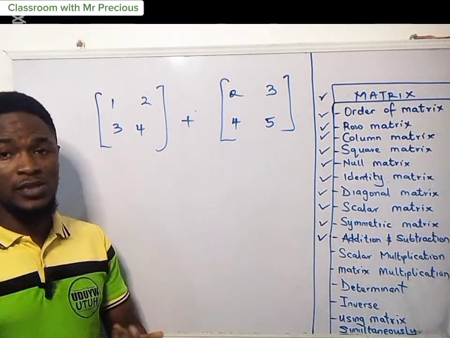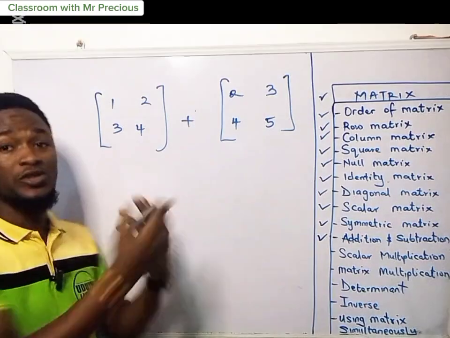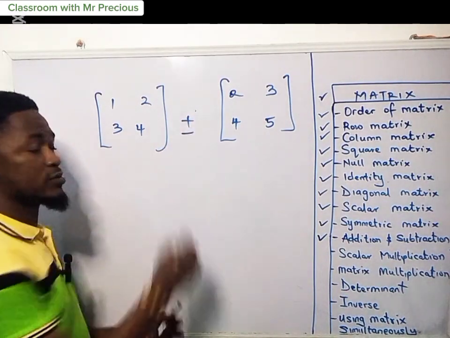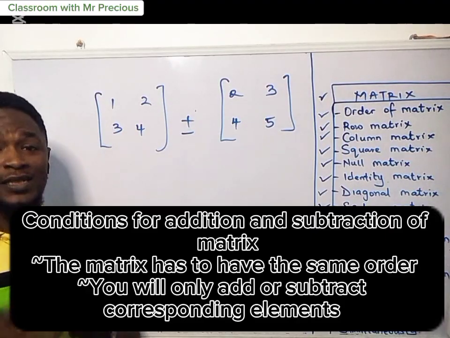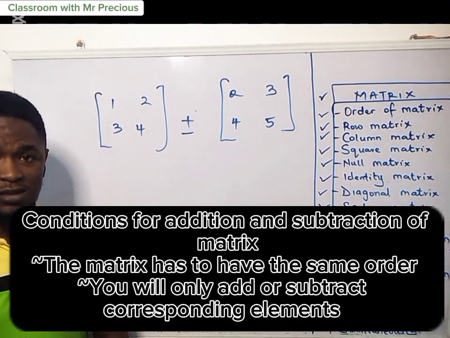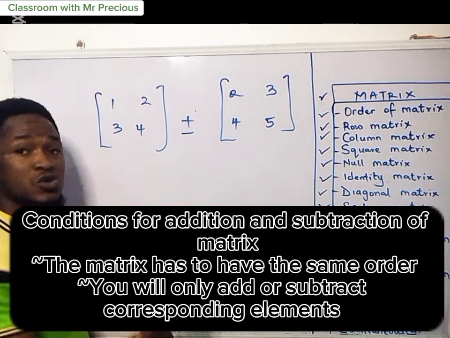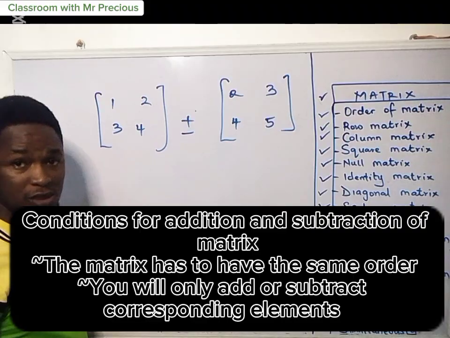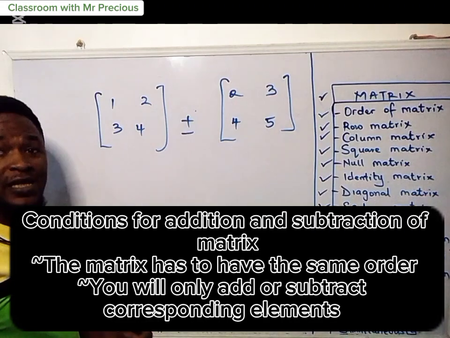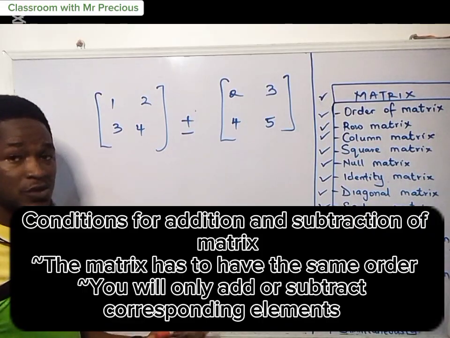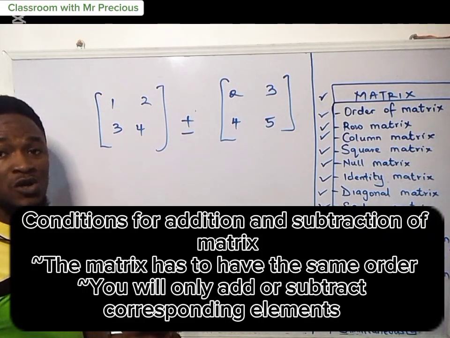You have to know two things about matrices before you can add or subtract two matrices. Number one, they have to have the same order. That means if this is a 2 by 2 matrix, this one also has to be a 2 by 2 matrix. If this is a 3 by 3 matrix, this one also has to be a 3 by 3 matrix, and so on and so forth. So you cannot add or subtract two matrices with different orders.